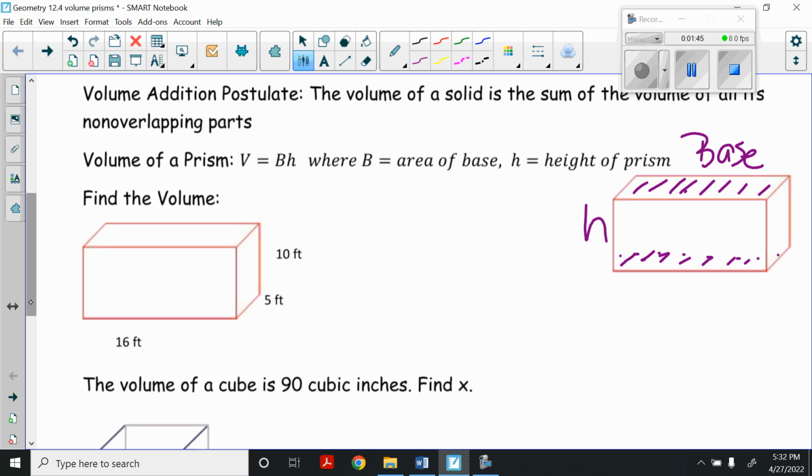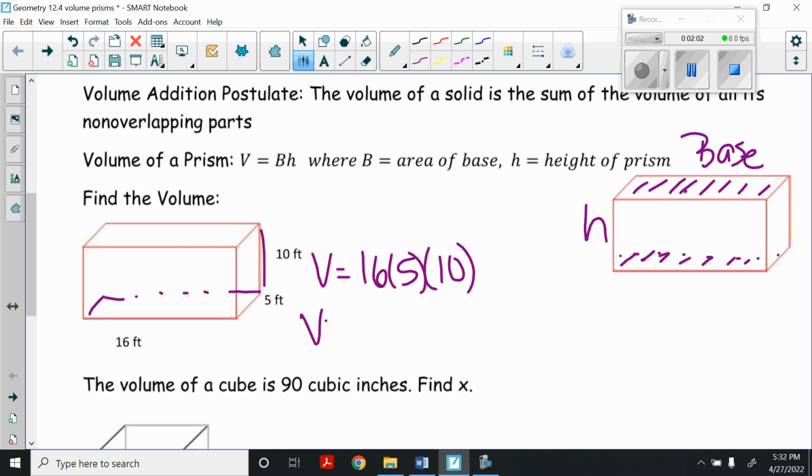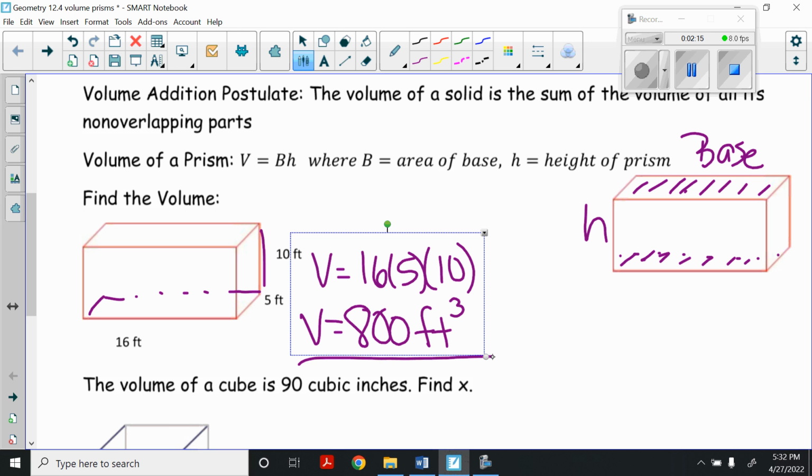So for the volume of this, my base is this rectangle, right? The area of a rectangle is length times width, so 16 times 5, times the height of the prism, which is 10. I just need to multiply these three numbers together on a rectangular prism. So 10 times 5 is 50. 50 times 16 is 800. My units were feet, and anytime I find volume, it's cubed. So 800 cubic feet.